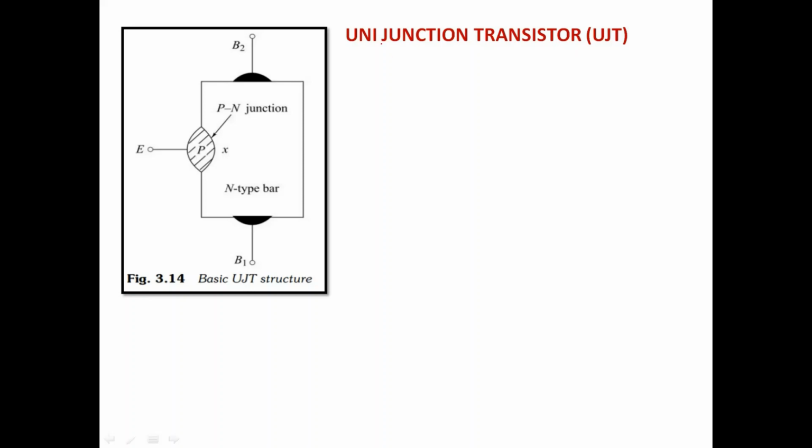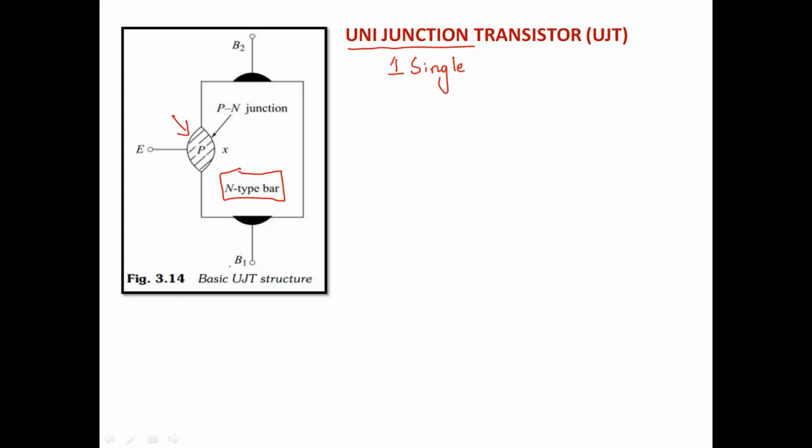As the name implies, unijunction means it has one single junction. This single junction you may find in the solid structure, in the solid state device of the UJT. Here there are two materials used: one is N-type lightly doped material and the other is P junction heavily doped material. And there are three terminals here.